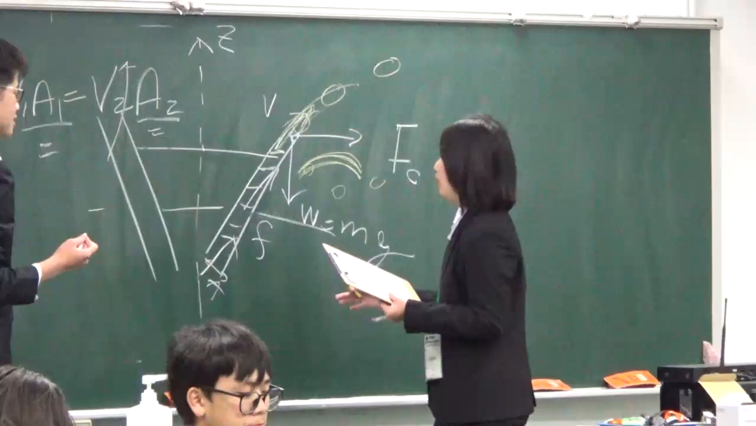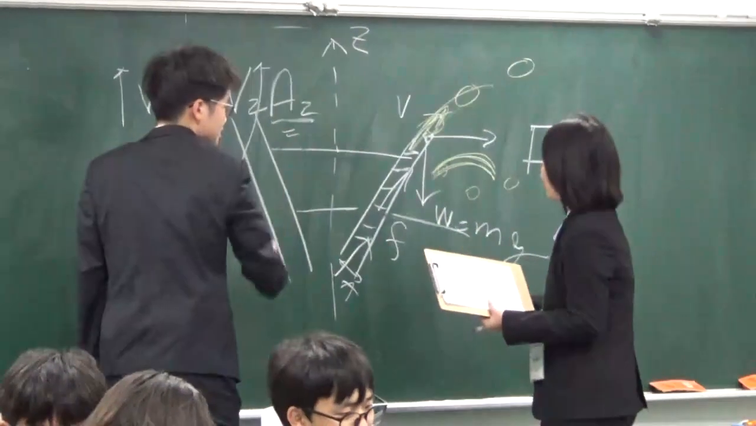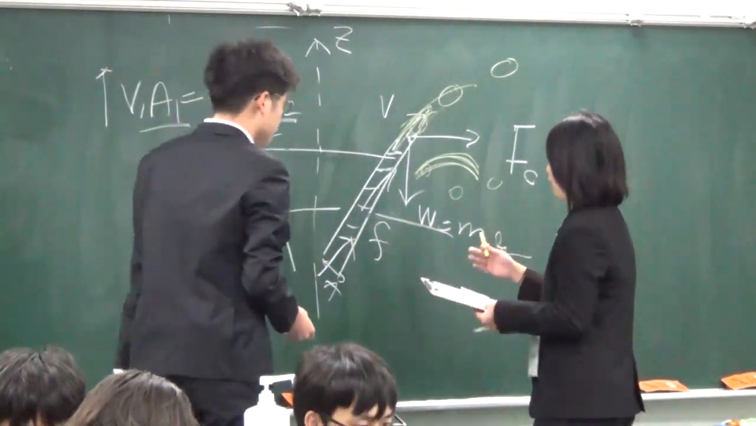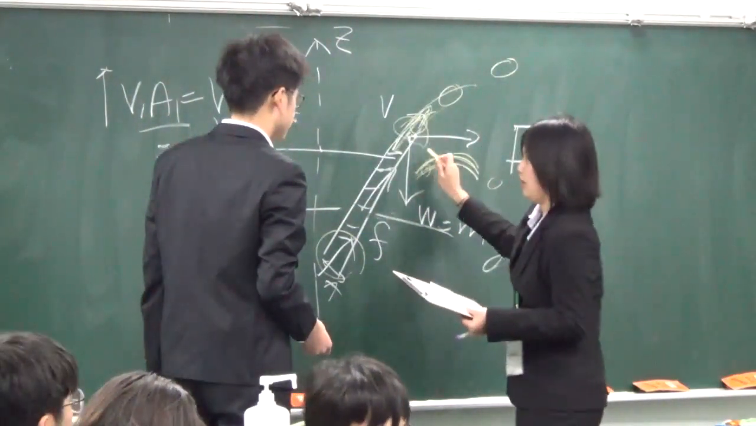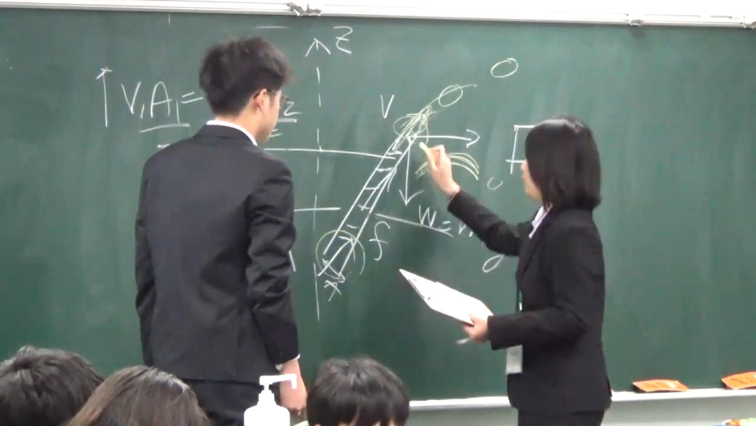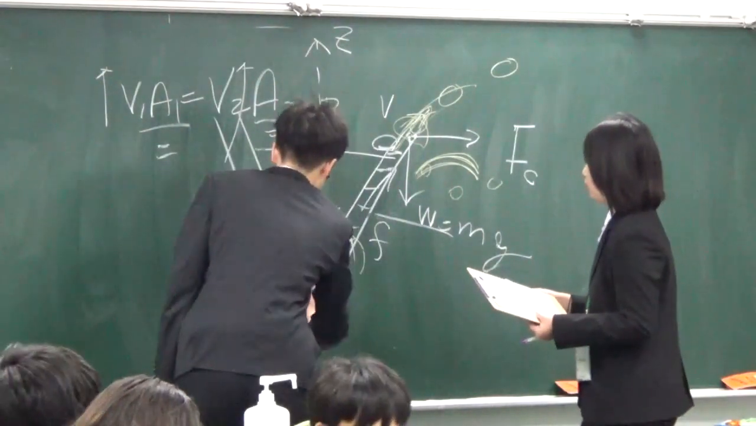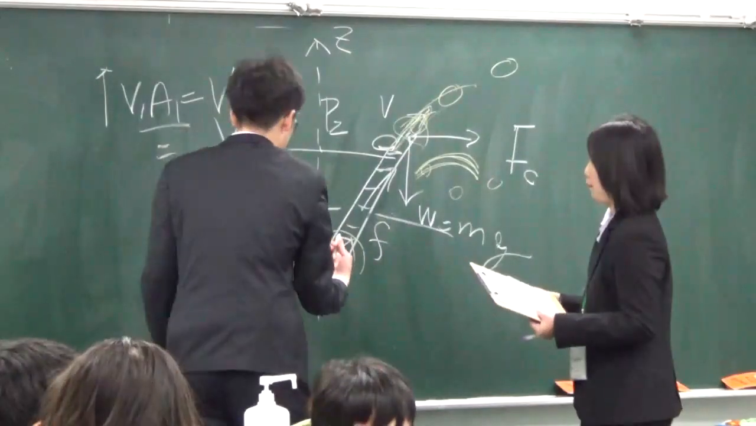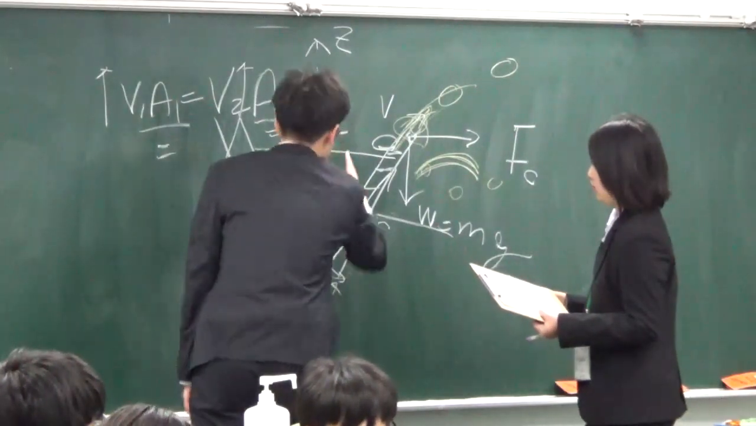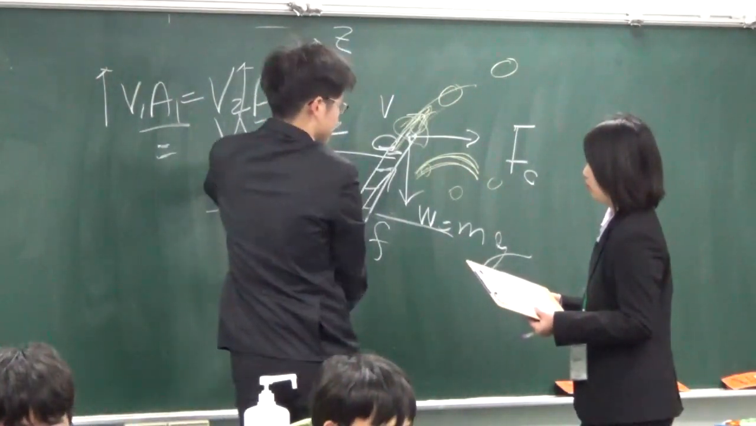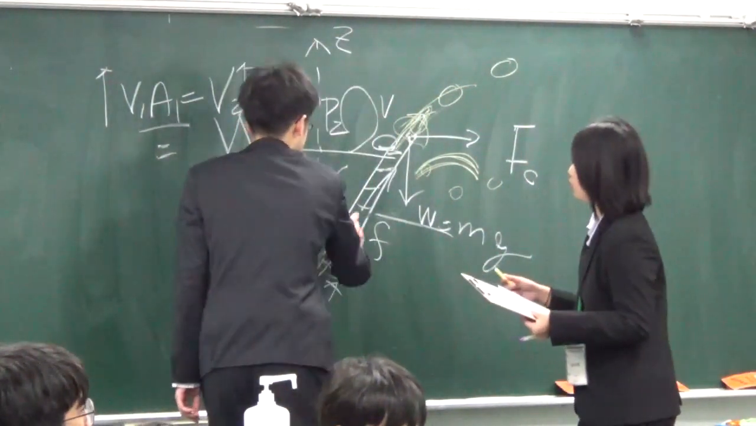In your presentation you used Bernoulli's principle, and you said that this part's pressure is bigger than this part's pressure. Why do you think this part's pressure will be bigger? The pressure here is P2 and the pressure here is P1, and for the pressure here we also need to consider the upper pressure and the pressure the water gives. So we need to consider the pressure up here and the pressure below.